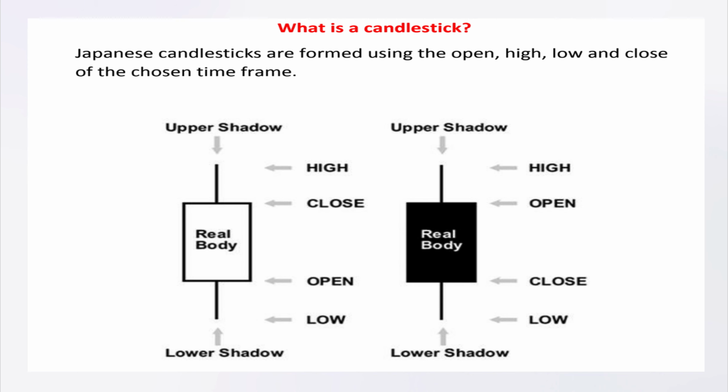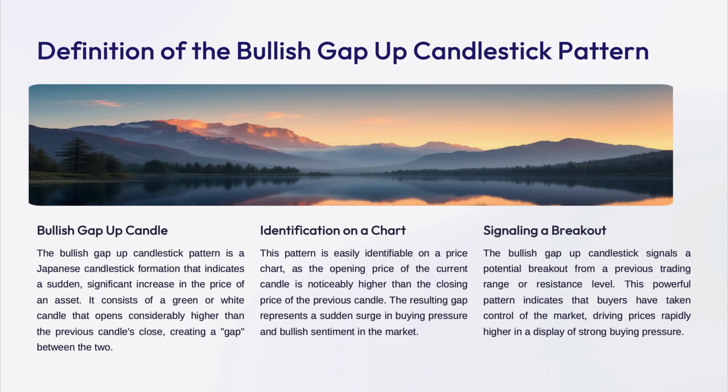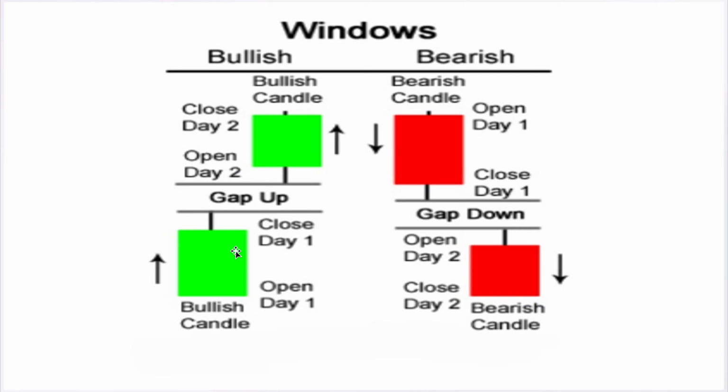Then come the candlesticks. This one we discussed elaborately in other videos, so just go through that. Now, the definition of the bullish gap up. Rather than explain, I will show you how it is. On the first day you will see a candle like this, and on the second day there is a gap up here, and that is a bullish thing. If the same thing happens as a gap down, then it is bearish.